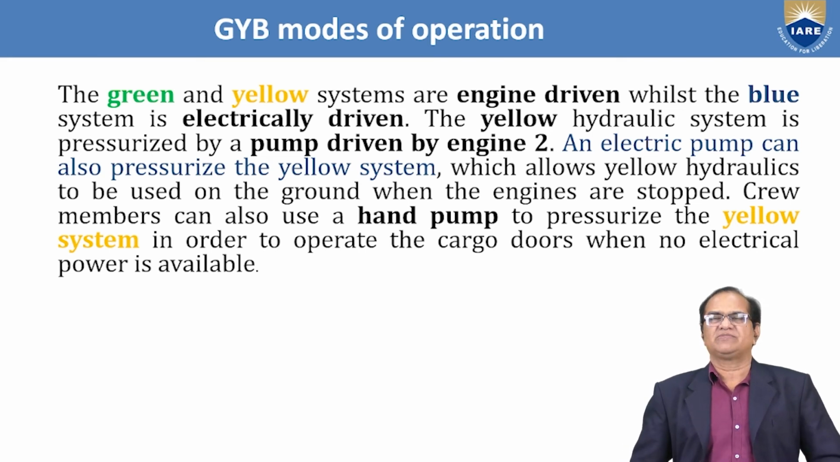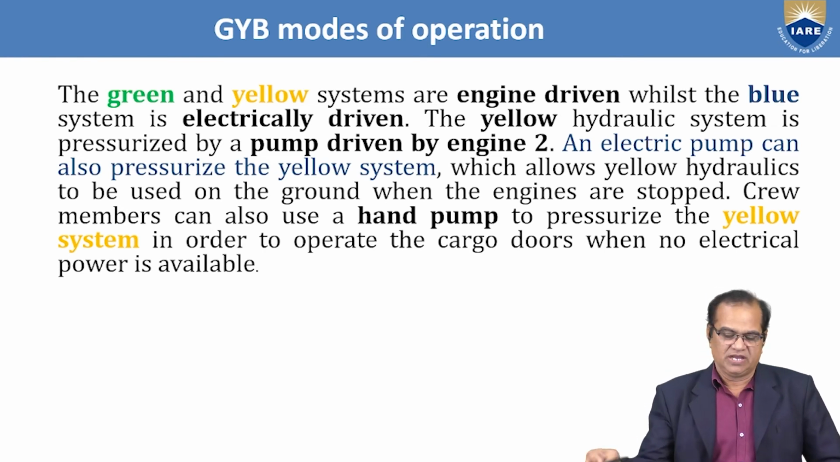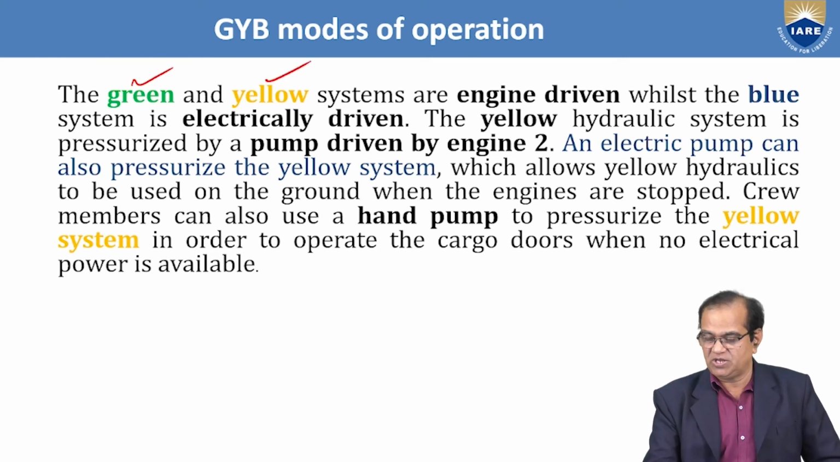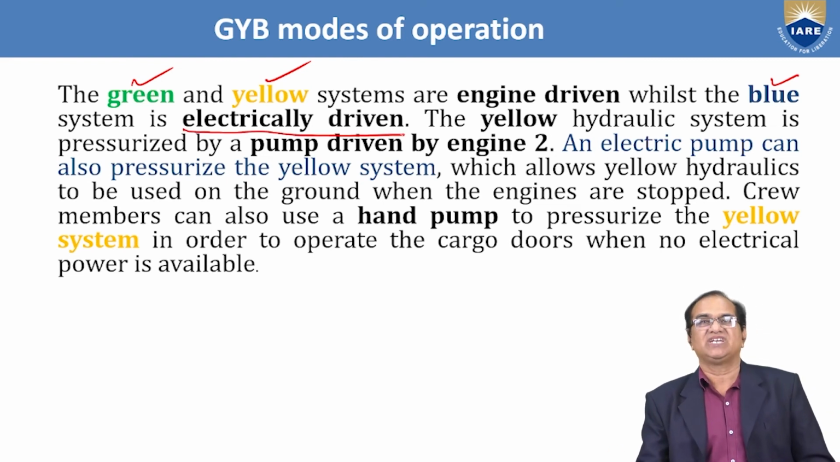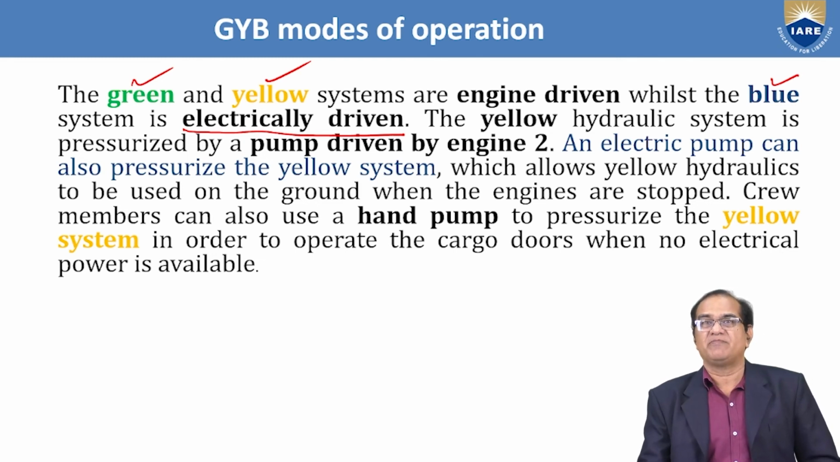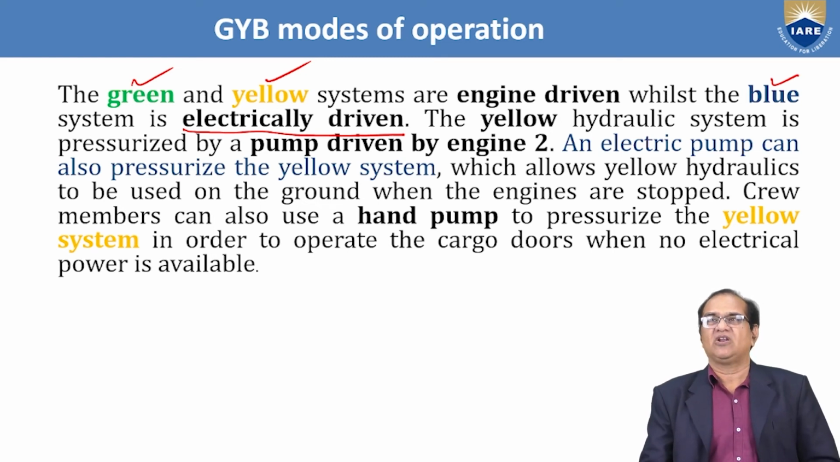The green and yellow systems are engine driven, while the blue system is electrically driven. So the green and yellow are operated by the engine, but the blue system is operated by an electric motor. The yellow hydraulic system is pressurized by the pump driven by engine 2. An electric pump can also pressurize the yellow system, which allows yellow hydraulic to be used on the ground when the engines are stopped.